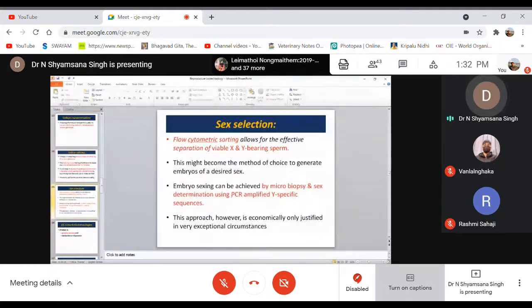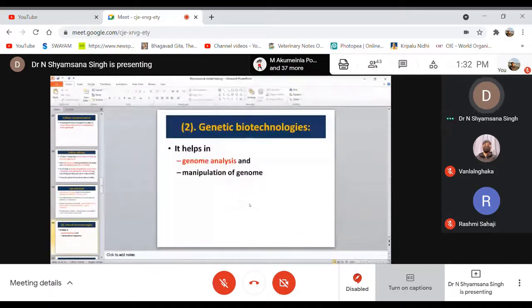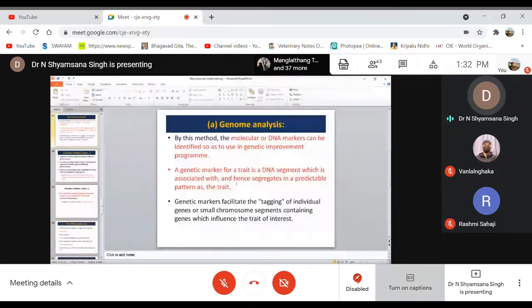Then coming to the genetic biotechnologies here, it helps in the genome analysis, and then it helps in the manipulation of the genome. Here, let us see one by one. Genome analysis here, by this method, we can use molecular or DNA markers. A marker, for example, is your identification. Is there anything? Yes, there is a mole, there is a scar mark, and all those things. Those are the markers. So here is a DNA marker.